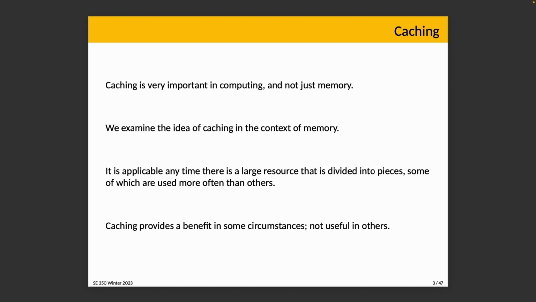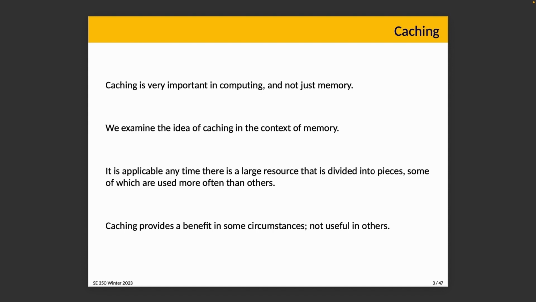Now, caching provides benefit in some circumstances, but it's not useful in others, hence why it's hit and miss. So it's not a magic solution to everything. If we have basically no way of knowing what people are going to want to look at, then it's probably not as useful as it is if we know that people want to look at the same thing repeatedly, or given that they've looked at thing A, we know they're going to look at thing B. Those kinds of things are helpful.